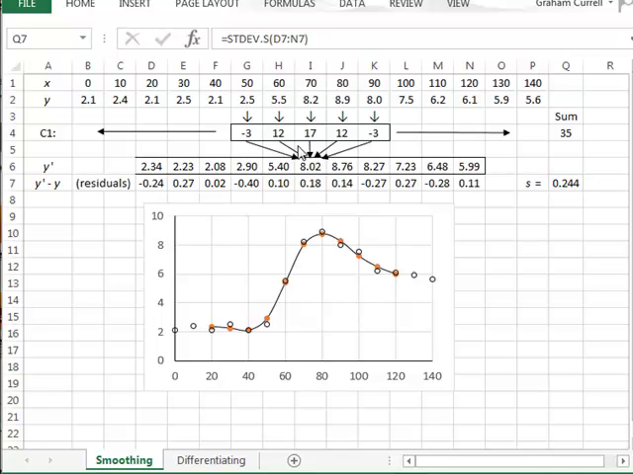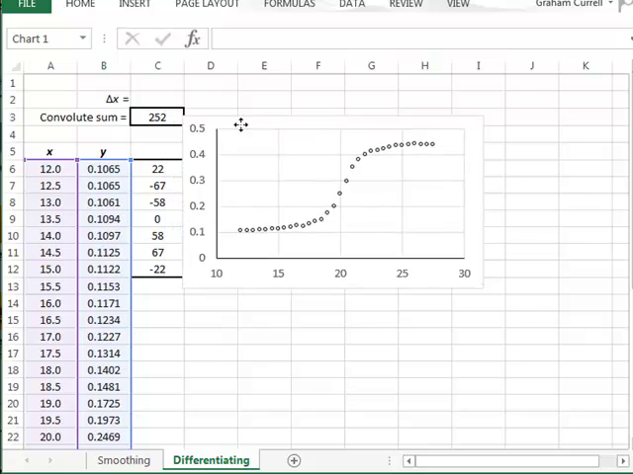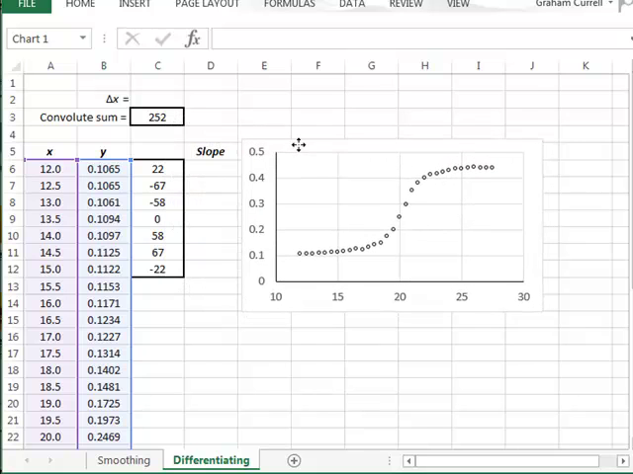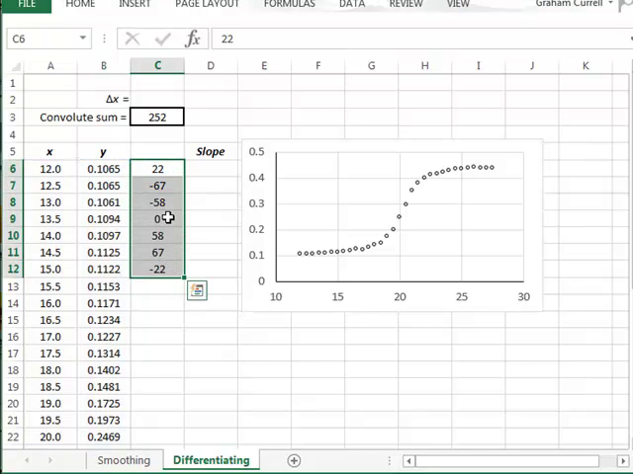We will now see how we can use a different convolute to carry out a differentiation of experimental data and to calculate the slopes within experimental data. And the data we're using here is the results of a chemical titration, and we have values of x and y in columns A and B represented by the values on this graph. And the convolute we will use to calculate the slopes in this graph is given by this 7-point convolute in column C, again with a convolute sum given in C3.